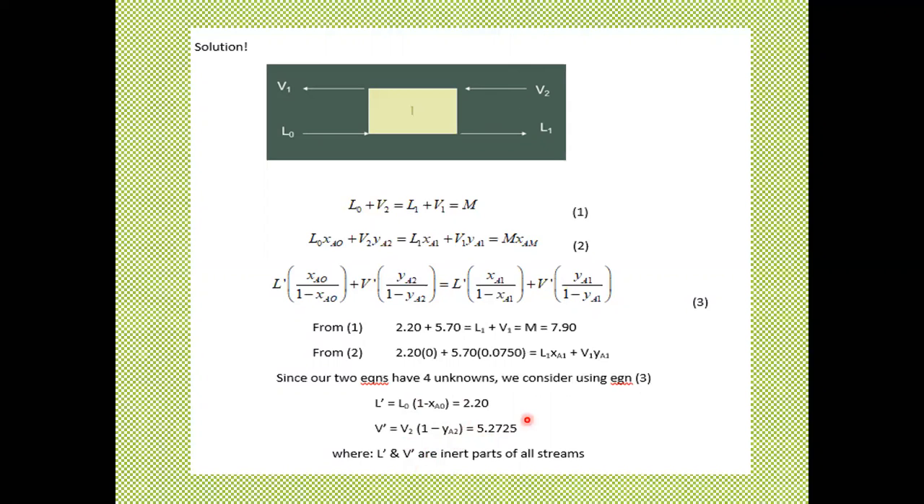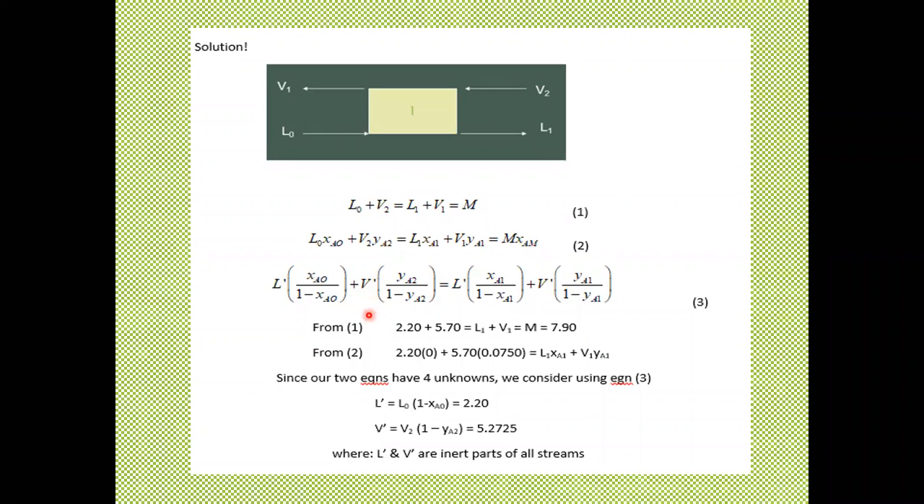Now, I have already written the answer here, but actually, your YA2 is given as 0.0750. So you just substitute it here, 1 minus 0.0750, and then you multiply it with V2, which is 5.7. That will give you 5.2725. Now, the problem of the L prime and the V prime in this particular equation is already addressed.